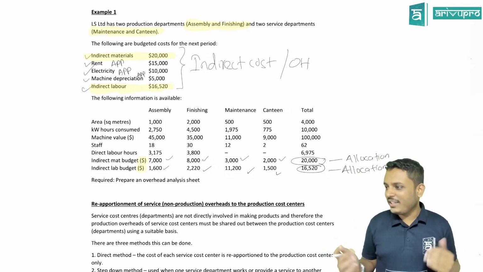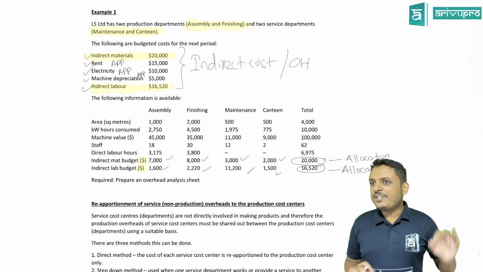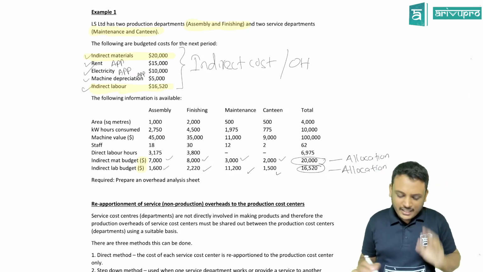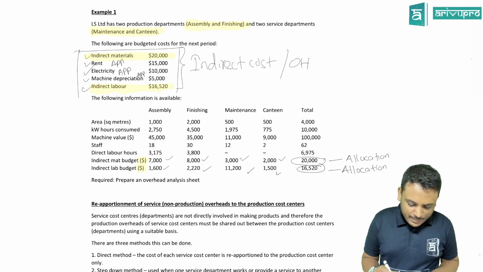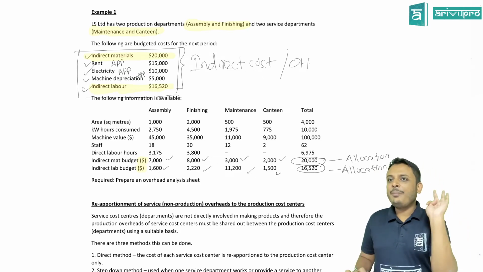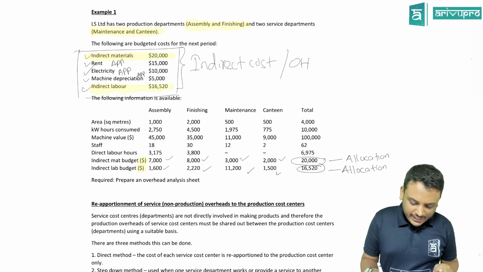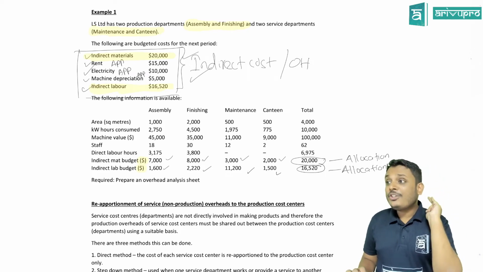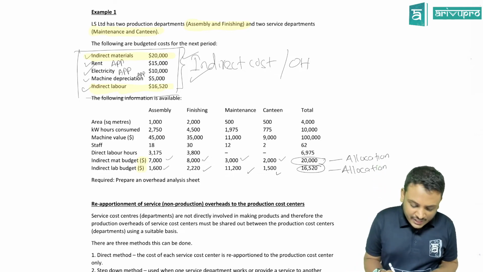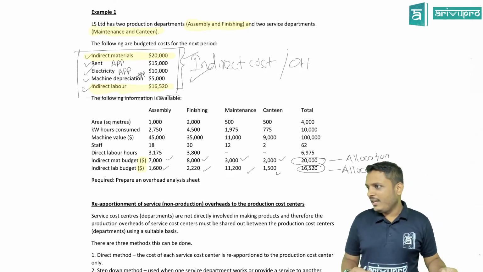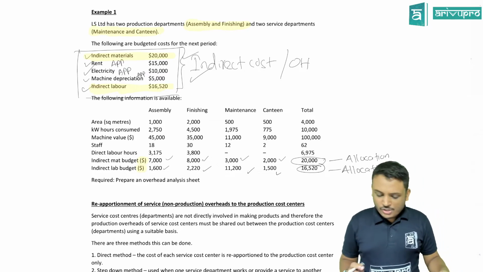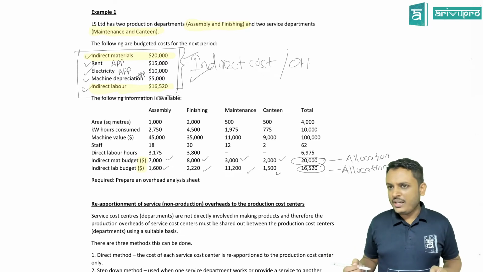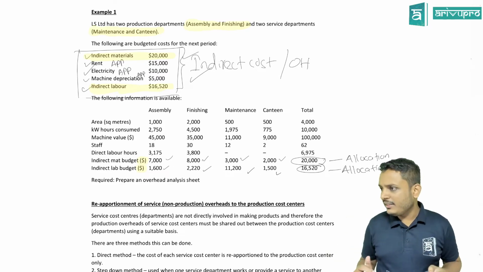First is identification. See, I'll tell you the steps of the overhead absorption system. First step is identification of overhead. All these are identified, so the first step is done. Second step is allocation of overhead. We allocated. What is the third step? Apportionment of overhead. There are three overheads we need to apportion: rent, electricity and machine depreciation, because we cannot directly identify them.